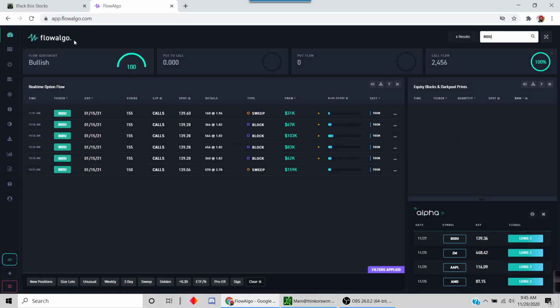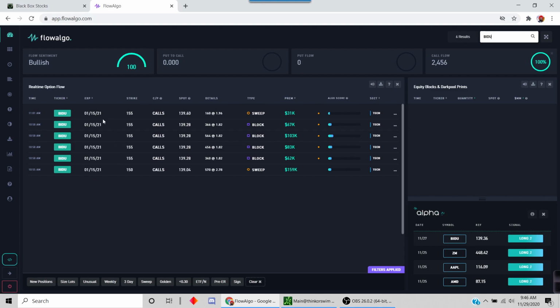So for example, Flow Algo is one of them, and this is what I currently use. There's a lot of detail we could get into, and that's a topic for another discussion, another day, where we'll talk about what sweeps, blocks, and splits are, etc. But for this discussion, we are only going to look at just unusual option activity.